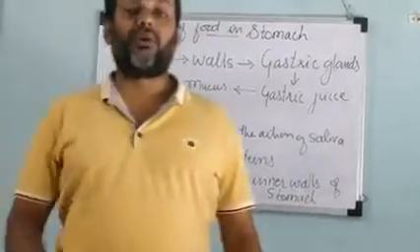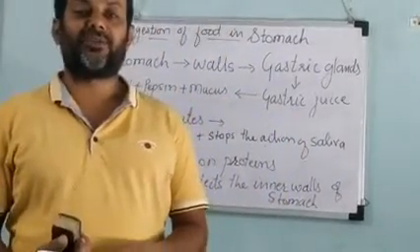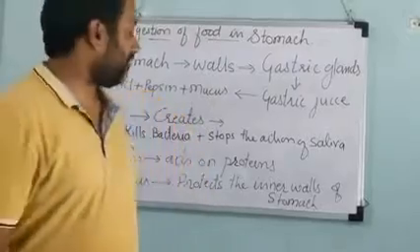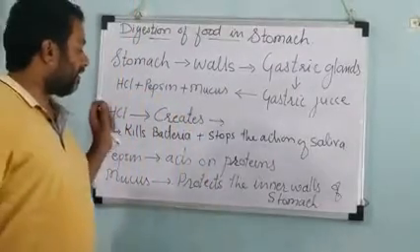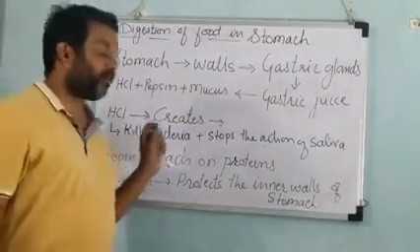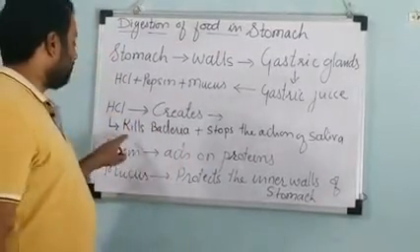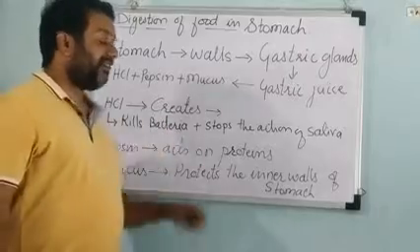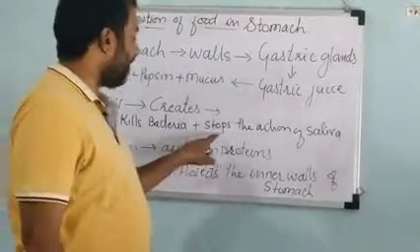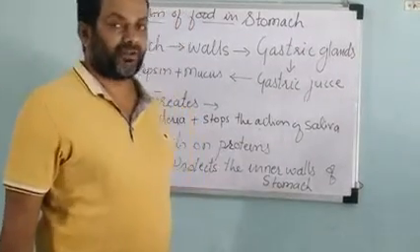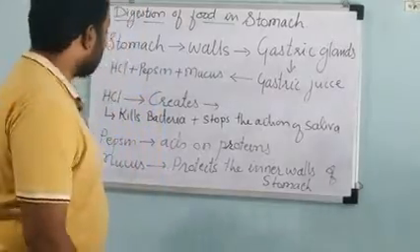Now remember, if they ask you only one function, what is the function of HCl in the human stomach, then the first important function is that it creates the acidic medium to activate the pepsin. If they ask you two functions, then the second function is that it kills the bacteria. If they ask you the third function, then only you will write that it stops the action of saliva on the food. Okay, these are the functions of HCl.